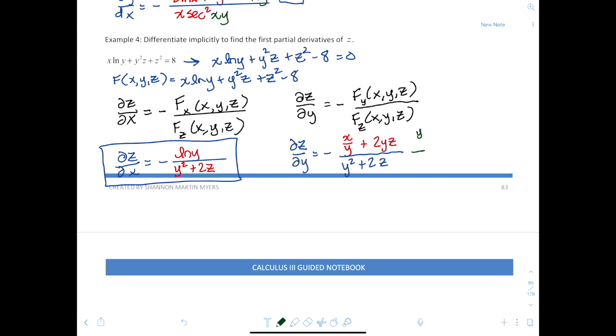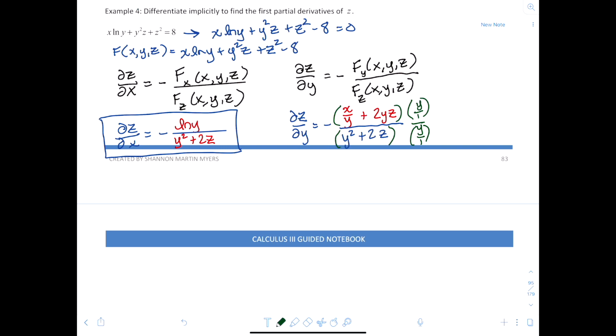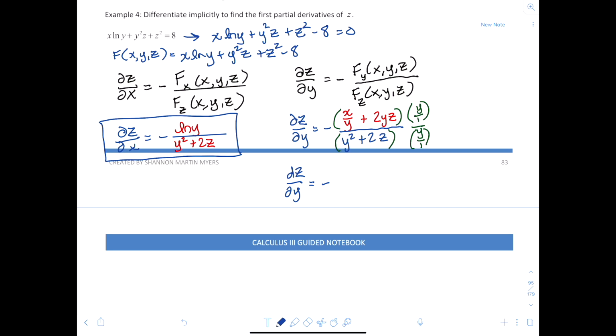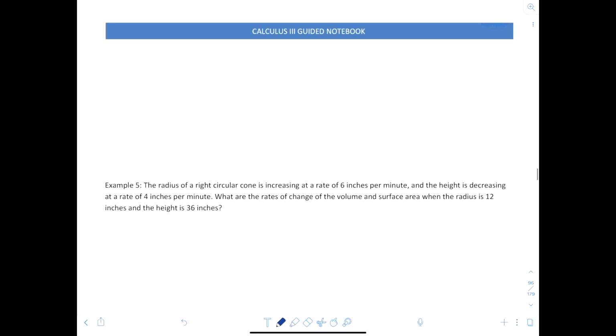So if we multiply by y over y, then we will have, if you need to, put y over 1 over y over 1 to line it up. So then we will have dz/dy, the first partial of z with respect to y will be, we've got that negative on the outside, and we'll get x plus 2y squared z over, we can keep this y factored out, and it's times y squared plus 2z. And we're done. And so actually, we didn't even need the extra space.